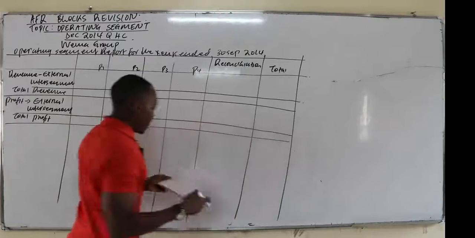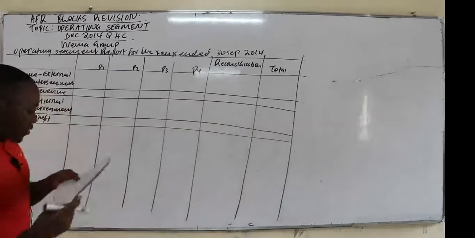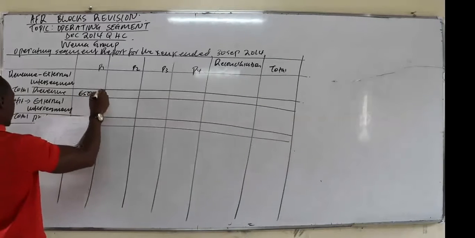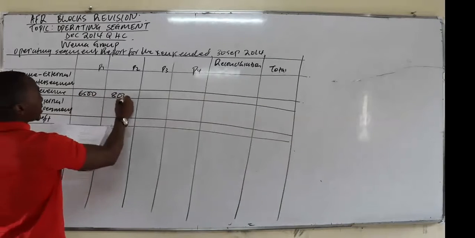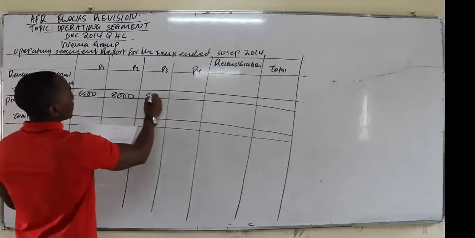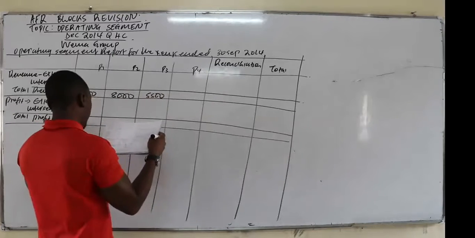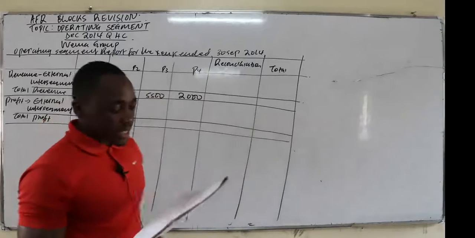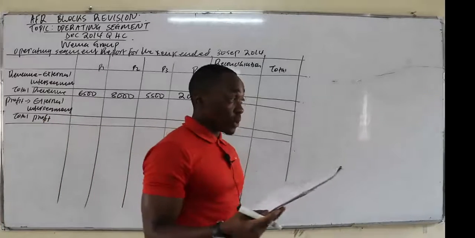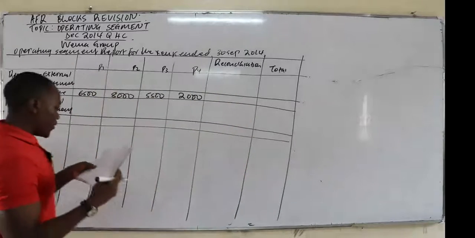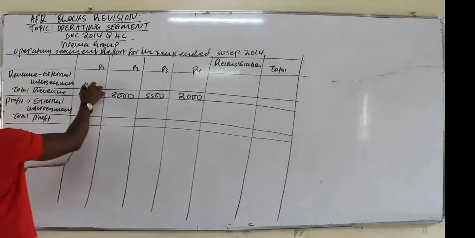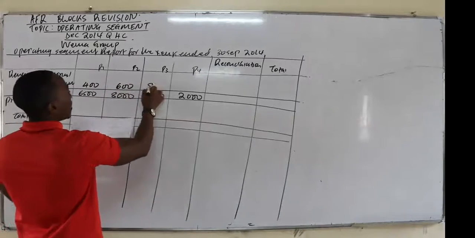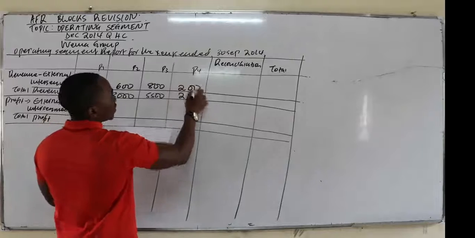So let's start with the revenue. The total revenue for P1 is 65, so we bring it to the total. P2 we have it's 8,000. P3 55. P4 is 2,000. Then you are also given the intersegment revenue, that's what you call the intergroup sales. For P1 it's 400, P2 600, 800 and 200.